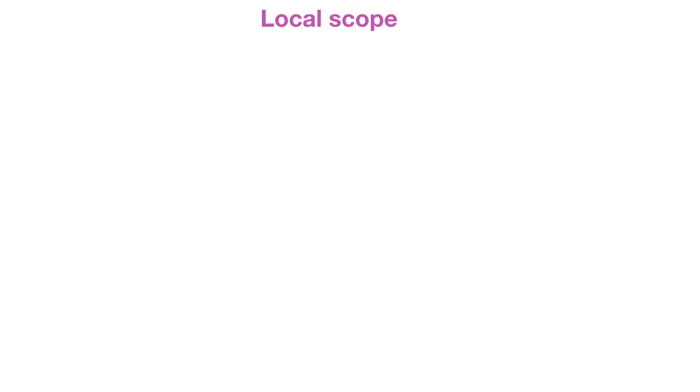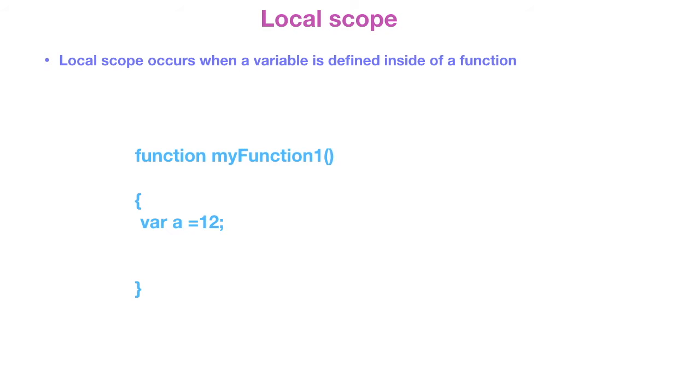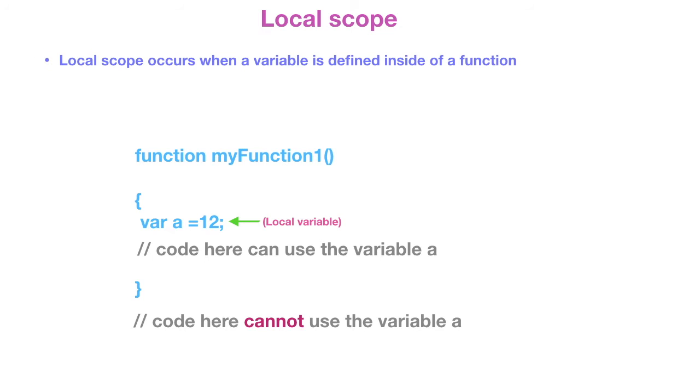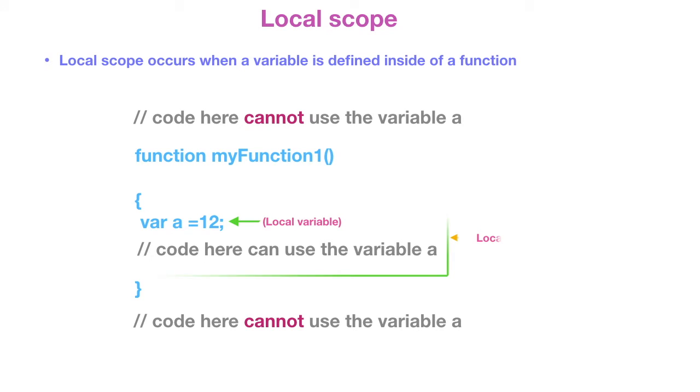Local scope occurs when a variable is defined inside of a function. Variables declared inside any function are called local variables. These variables are only accessible within that function.